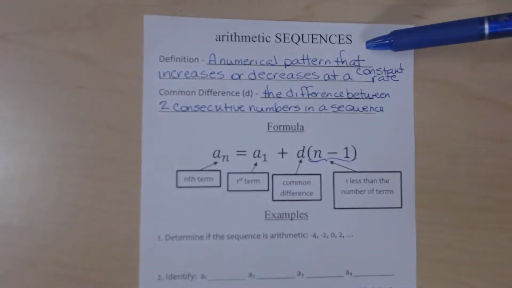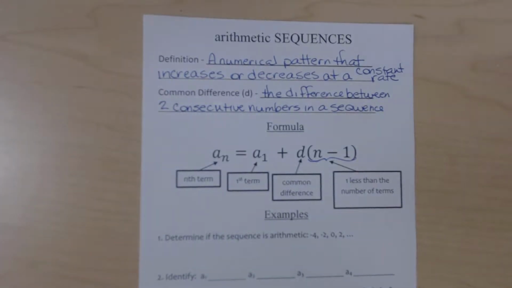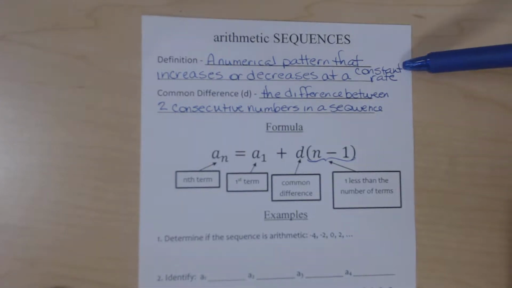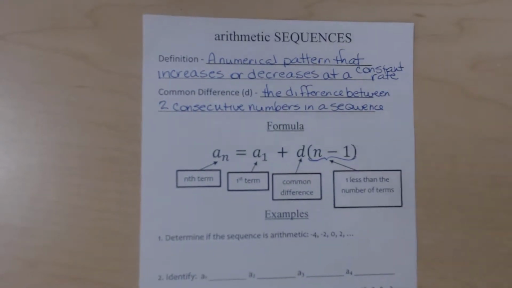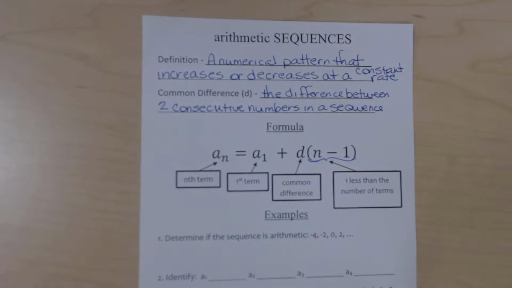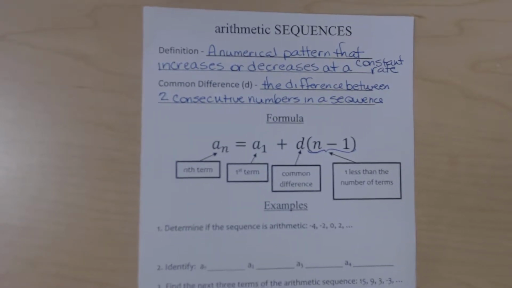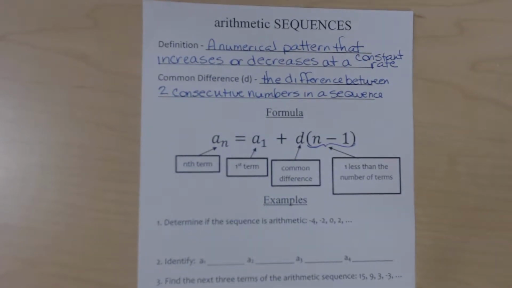This video is regarding arithmetic sequences, and these are a numerical pattern that either increase or decrease at a constant rate, and they have this thing called a common difference, which is the difference between any two consecutive numbers in that sequence. So if you would please go ahead and push pause and copy down the definition for an arithmetic sequence and the definition for a common difference. And then when you've got that done, go ahead and start back up and we will get into the formula.